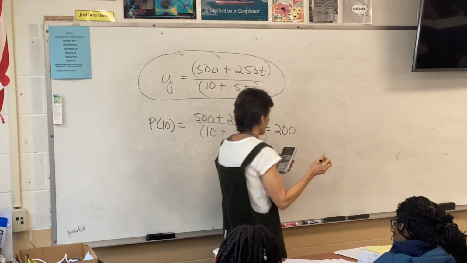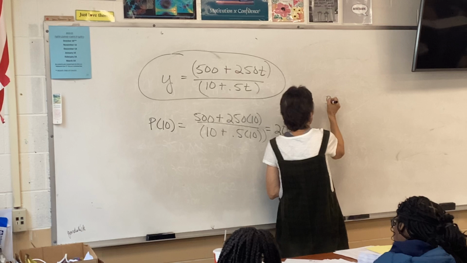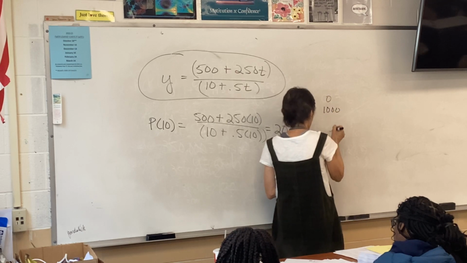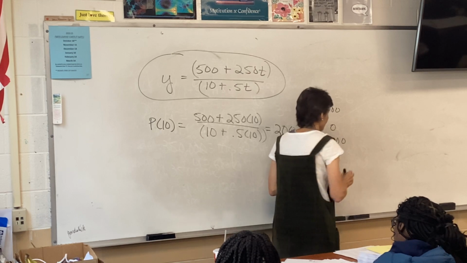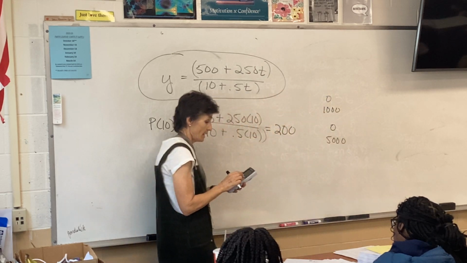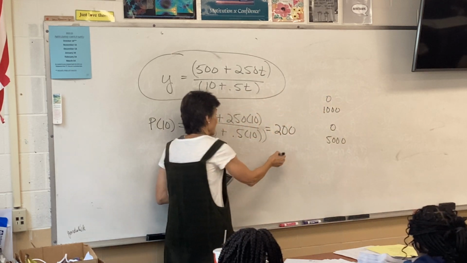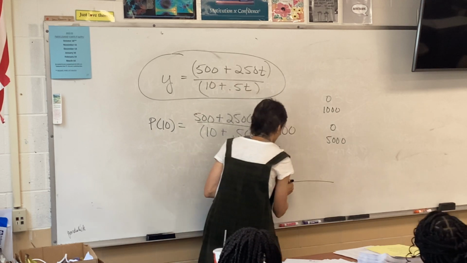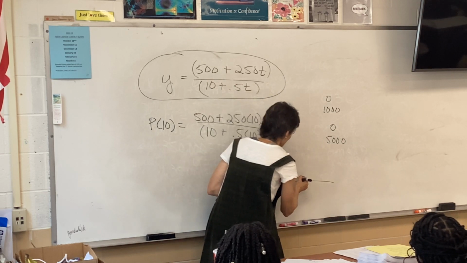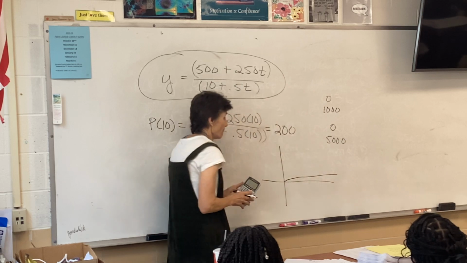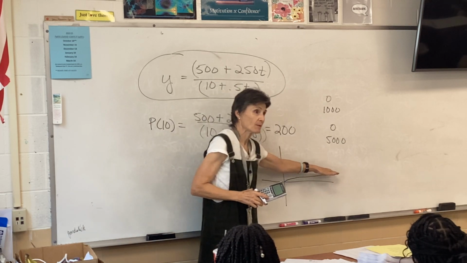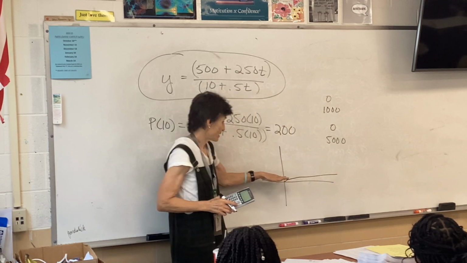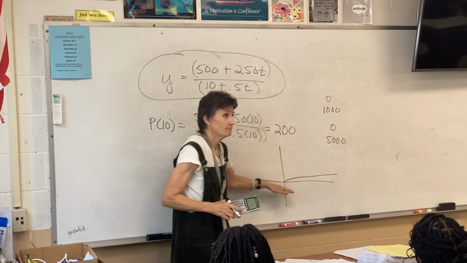Well, for my window, I let my X's go from 0 to 1,000, and I let my Y's go from 0 to 5,000. And then I hit graph, and this is what it looks like for me. Now, I just randomly picked those numbers. But does that appear to be straightening out there? So there's a limit there somewhere, right?